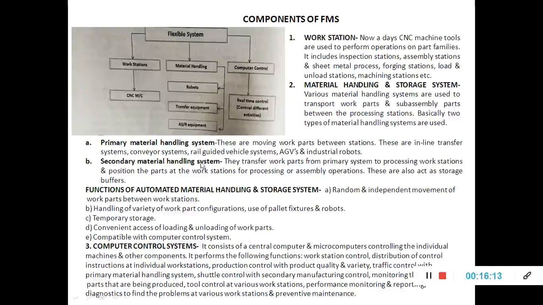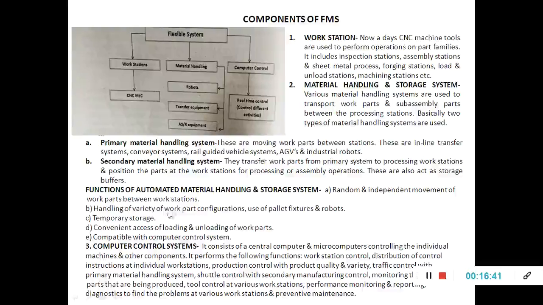There the secondary material handling system are going to be used. Now coming to the functions of automated material handling and storage system. The first one is a random and independent movement of a work part between the stations. As we discussed, the basic function of an automated material handling and storage system is independent movement of the work part from one station to the other workstation.